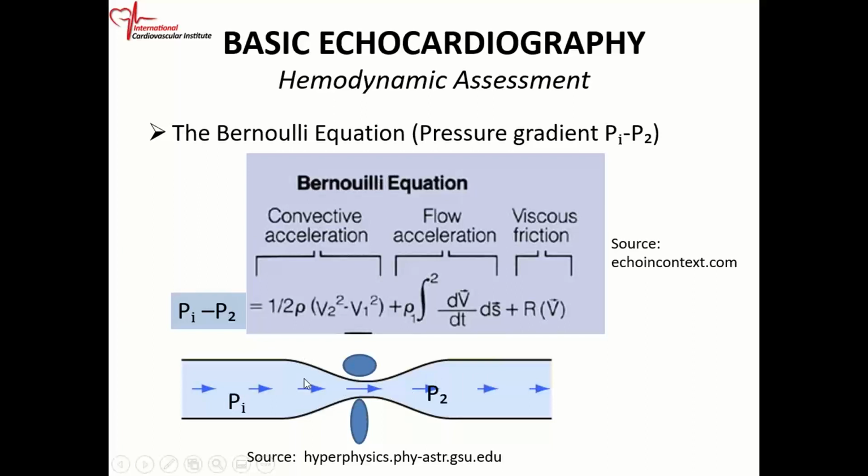So a quick rationale is, if the pressure at point 1 is greater than the pressure at point 2, and we said the flow at point 1 is equal to the flow at point 2, the difference is the velocity. So at point 1, you're going to have a lower velocity. At point 2, you're going to have a higher velocity.